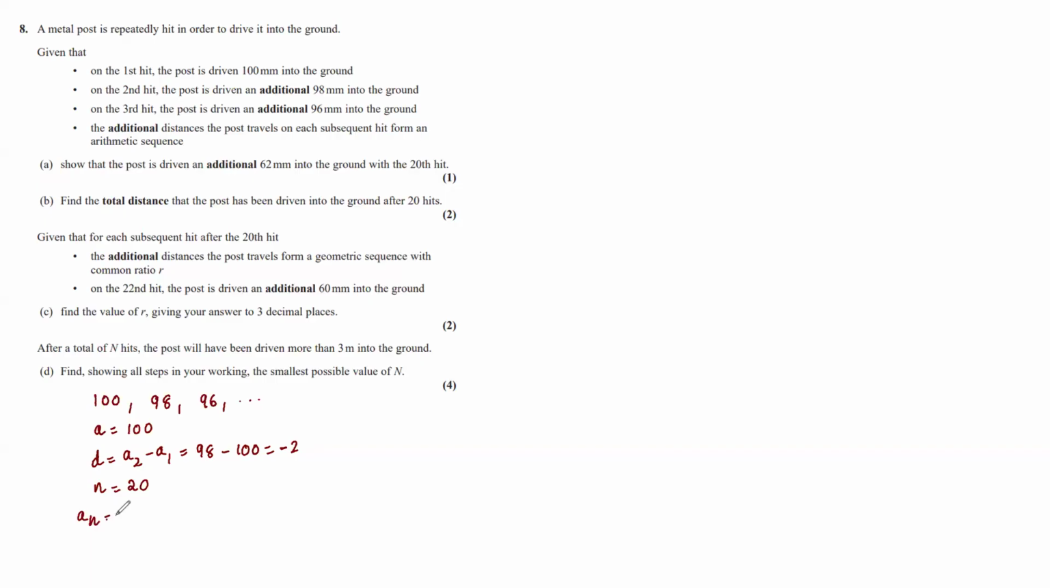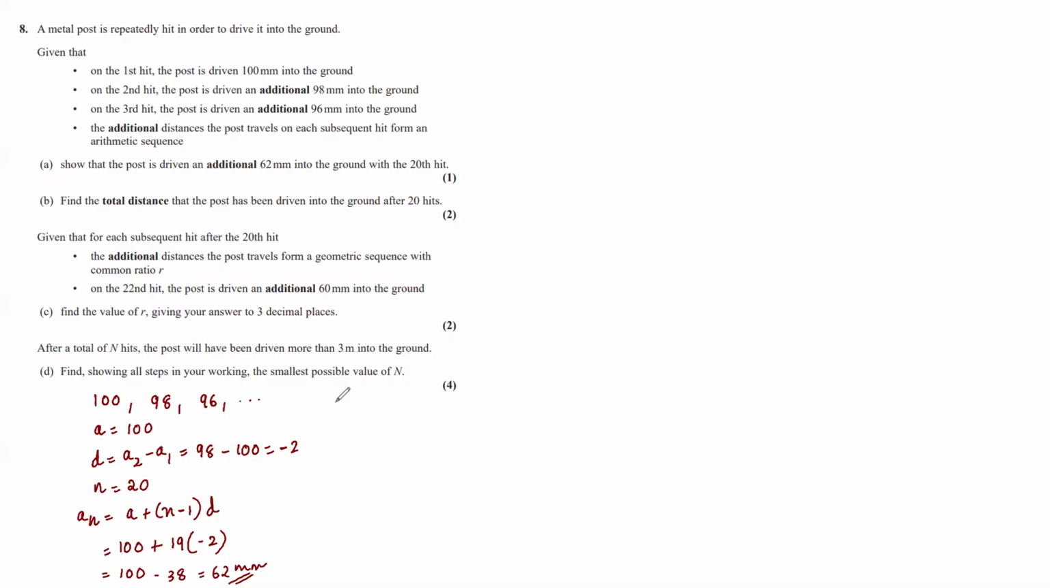Nth term formula, we know it is a plus n minus 1 into d. So here a is 100 plus n is 20, 20 minus 1 is 19, into d is minus 2. So this is 100, 19 into minus 2 is minus 38. 100 minus 38 is 62. So that is what we had to prove in the first case, 62 millimeter.